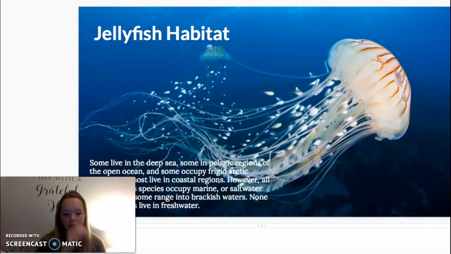Speaking of their habitat, some live in the deep sea, some in pelagic regions of the open ocean, and some occupy frigid Arctic waters, but most live in coastal regions. However, all of the various species occupy marine or saltwater habitat, and some range into brackish water. None of the species live in fresh water.